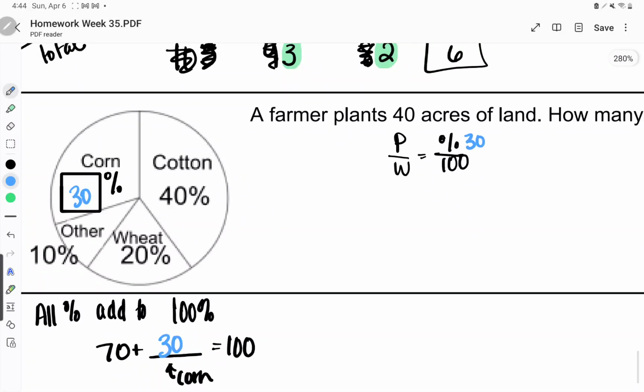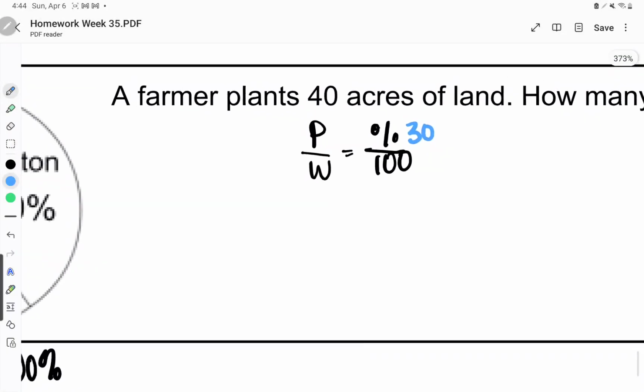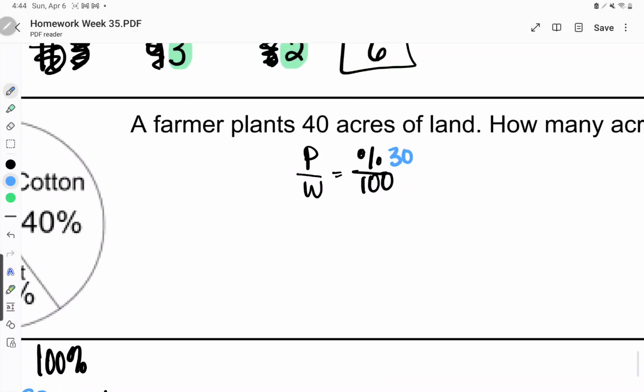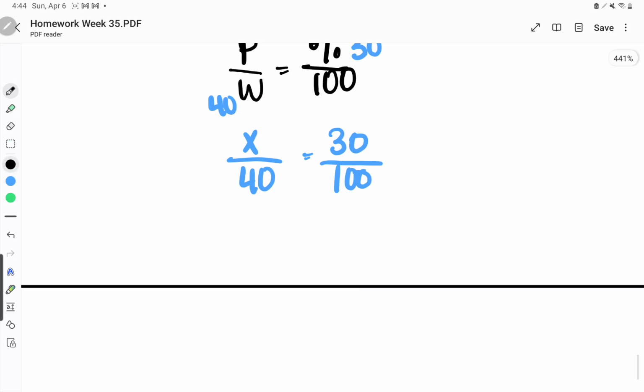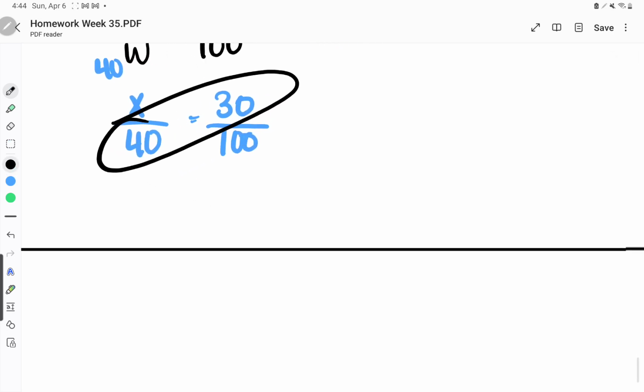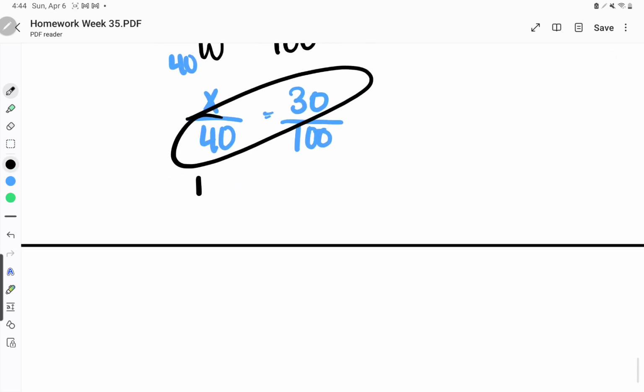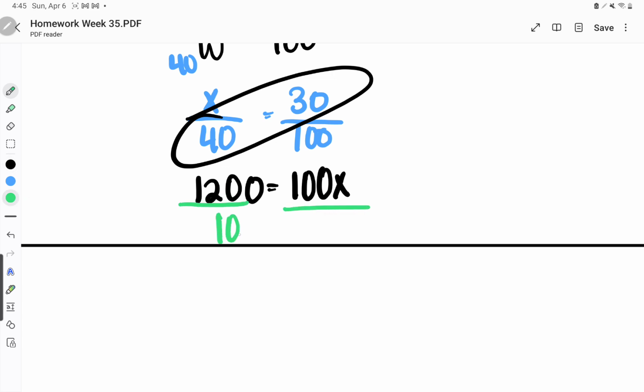So that goes right there in my percent spot. And then it says 40 acres of land. So that's a total. So that would go in the whole. So I would have x over 40 equals 30 over 100. And I solve proportions by cross multiplying. So I do 40 times 30, which would give me 4 times 3, which is 12, and then 2 zeros. So I just tack those on, and that gives me 1200. And then I have x times 100, which gives me 100x. Then I divide both sides by 100. And these zeros cross out and leave me with x equals 12.